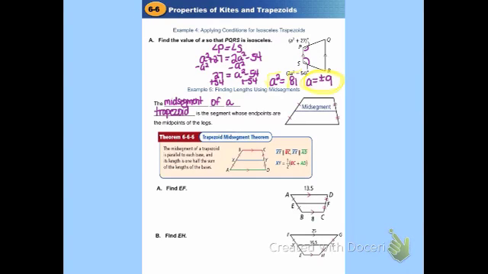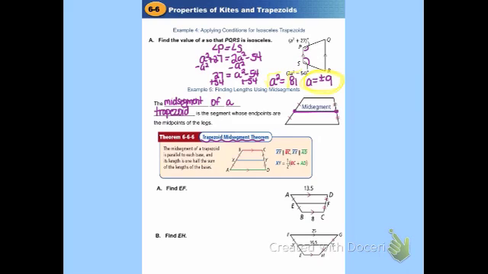And just like the mid-segment of a triangle, a mid-segment of a trapezoid connects midpoints of two sides of a trapezoid. So I have two midpoints here on this trapezoid, and I can tell by the markings on either side that they're midpoints. And so that segment connecting them is a midsegment. And this theorem details the properties of a midsegment of a trapezoid.